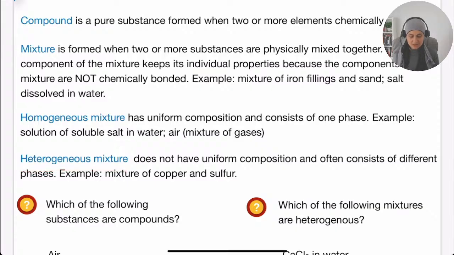A heterogeneous mixture does not have a uniform composition and often consists of different phases. For example, if you have an insoluble salt in water, then you'll see it as two phases. That's a heterogeneous mixture. Or if you have, let's say, iron and sulfur, even though those are two solids, you can still clearly see that there are two different substances in there.